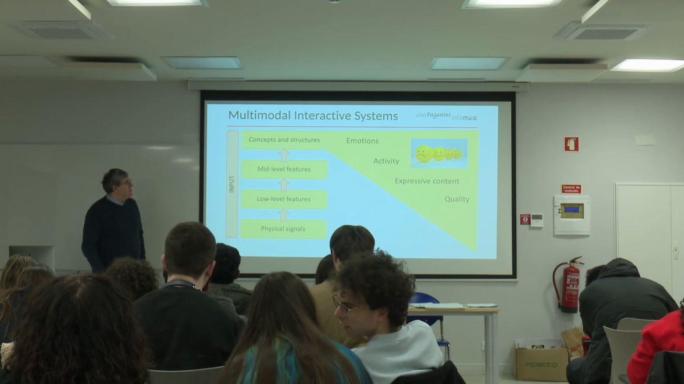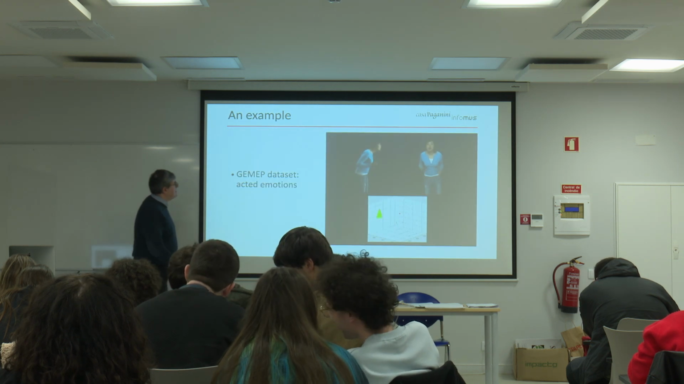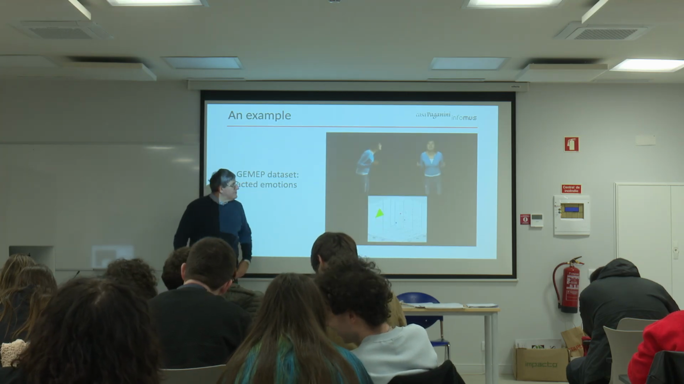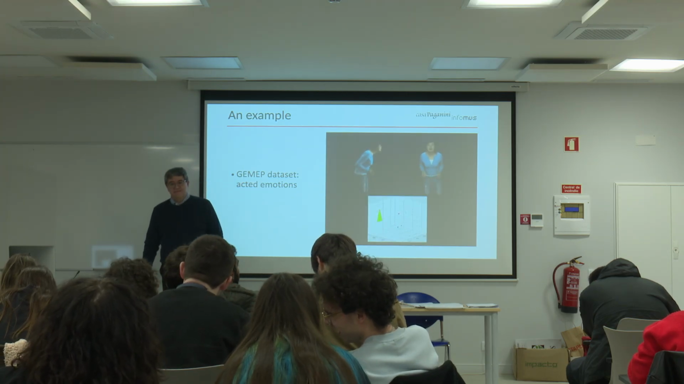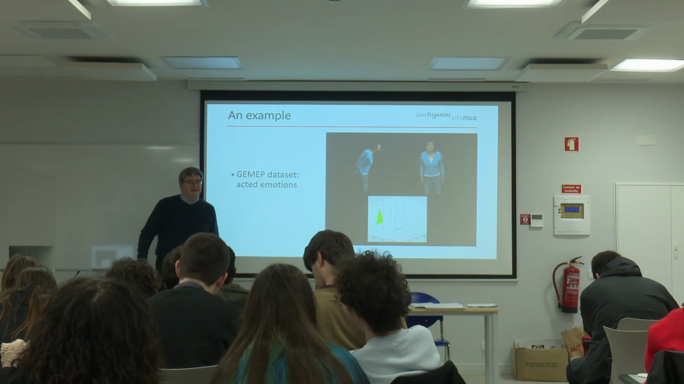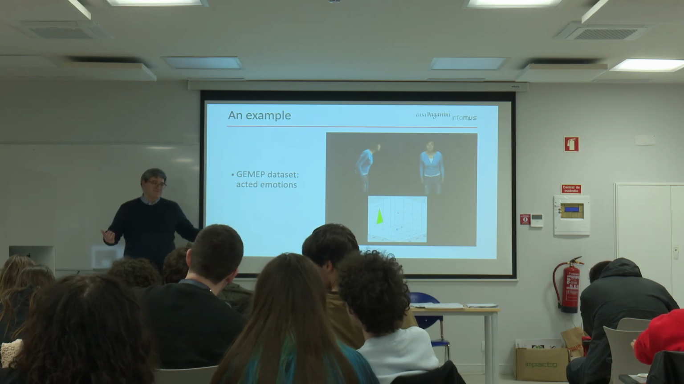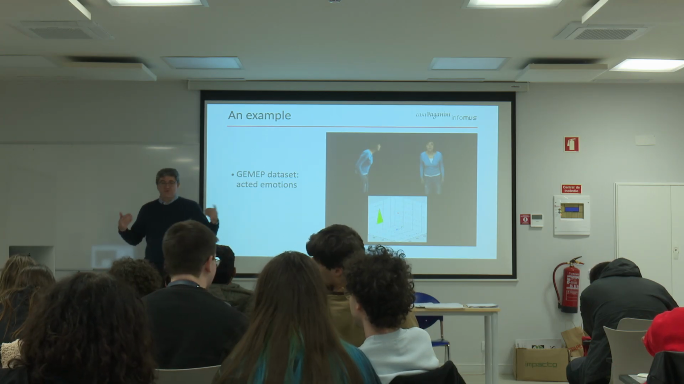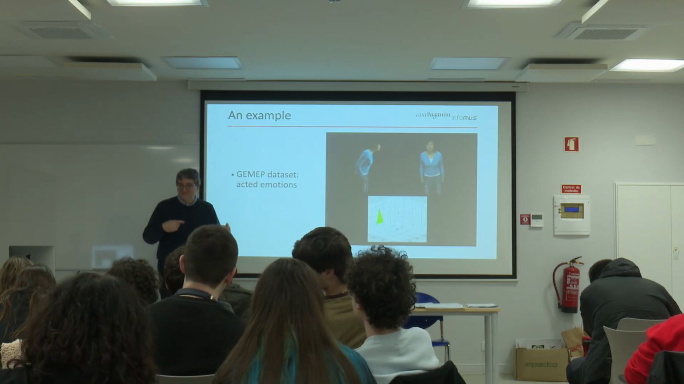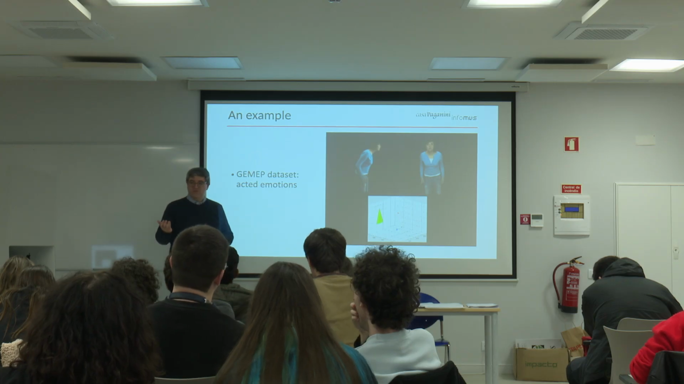Once we have this, we try to use it. This is an example. This is the GEMEP dataset that was recorded in Geneva by Prof. Scherer. You see these are actors that were asked to act an emotion. This was data used to train the algorithm to learn which emotion is expressed.